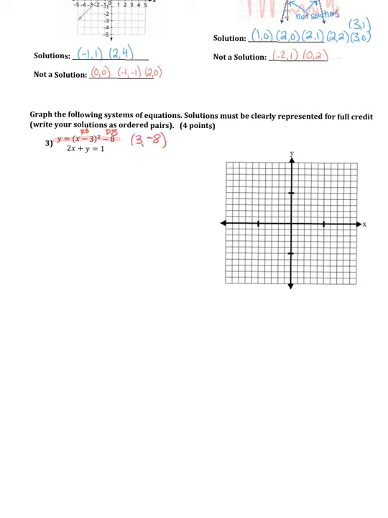So I'm going to start out by plotting that. Then I'm going to use my pattern for parabola, which is 1, 1, 2, 4, 3, 9. So I'm going to go 1, 1, 2, 4, 3, 9, and do the same thing on the other side. 1, 1, 2, 4, 3, 9, and graph my parabola.